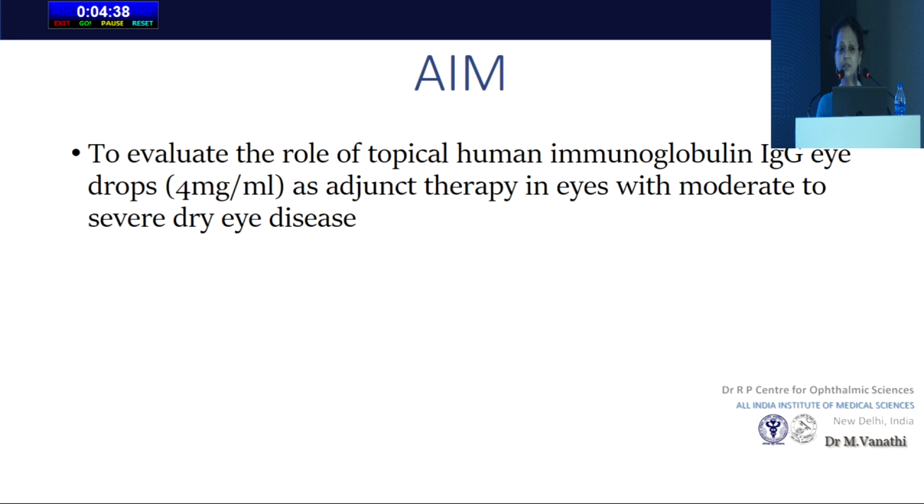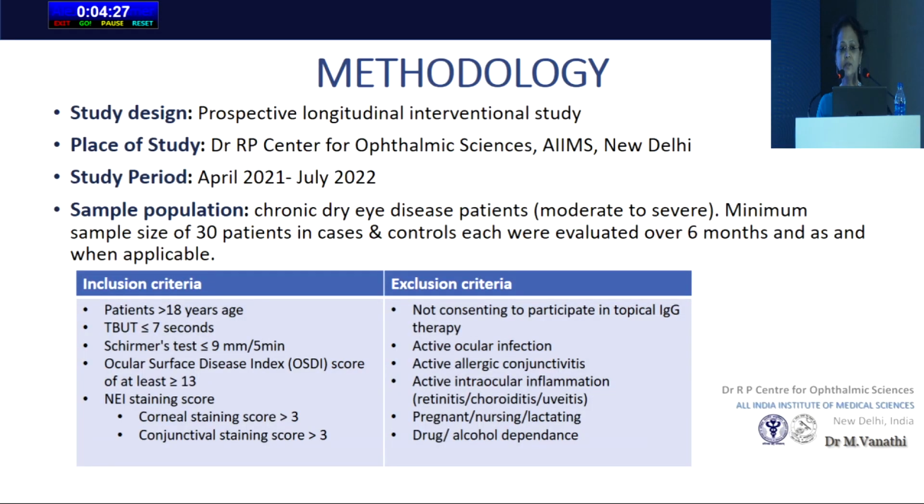The aim of this study was to evaluate the role of topical human immunoglobulin IgG eye drops, 4 milligrams per ml, as adjunct therapy in eyes with moderate to severe dry eye disease. This is a prospective longitudinal interventional study done at our center from April 21 to July 22. The sample size comprised chronic dry eye disease patients of moderate to severe dry eye, with a minimum of 30 eyes as cases and 30 eyes as controls evaluated over a period of 6 months.